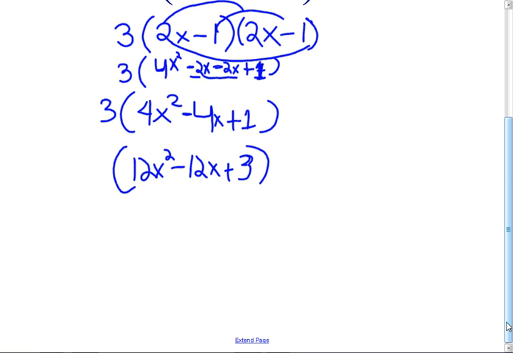Okay, so let's do it again. So it's 3 times 2x minus 1, 2x minus 1. I see how we got the first one. And the rest was on like there.